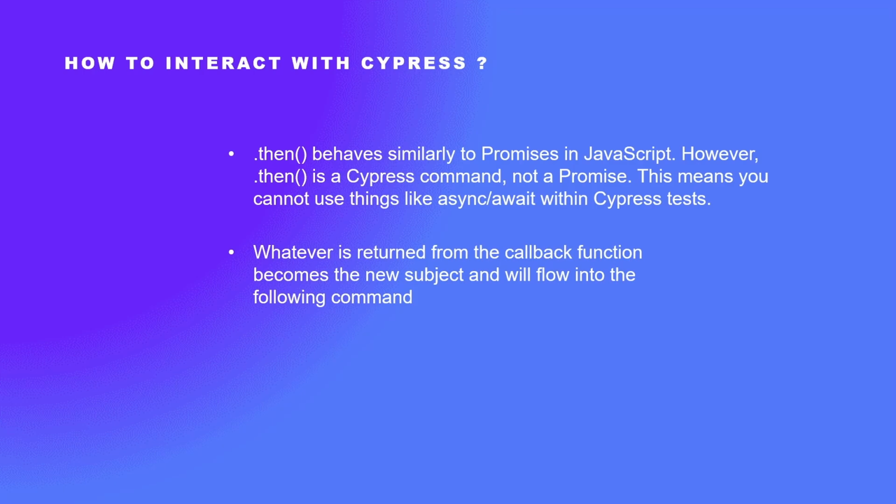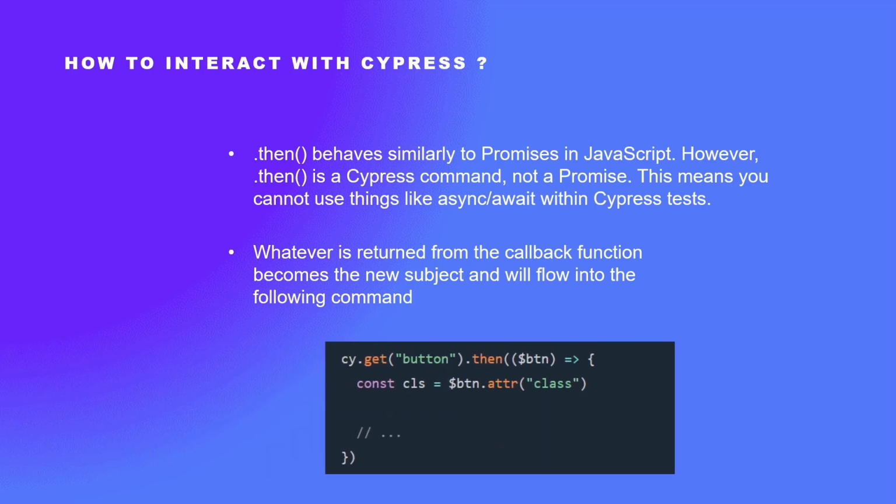Next, whatever is returned from the callback function becomes a new subject and will flow into the following command. For example, previously we stored the button in a variable, but here we are using the then command and passing the subject as a yield, and we are getting the value from the params, and here we are going to provide the click option or whatever action we have to trigger.